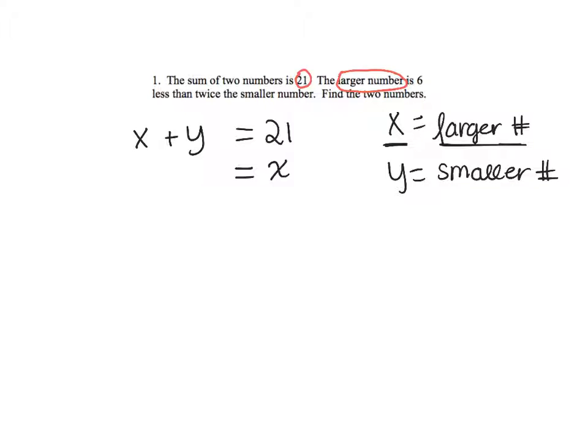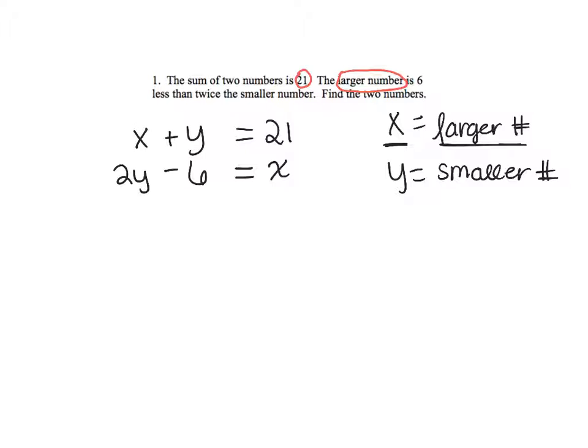And then the second sentence says the larger number is, so x equals 6 less than twice the smaller number. So this is those tricky ones, less than. You have to put the minus 6 behind. Think about your age. My age is 6 years less than John's age or someone's age. Your age is less than, so that's why it's a minus 6, not 6 minus twice the smaller number. So it's 2y minus 6.